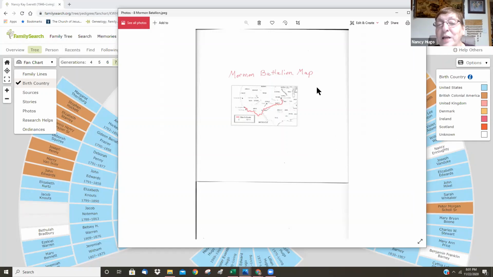We were blessed to go to the temple this week, and I have one card left in my collection of family names, just one card left. And we were able to get the others done on Friday, and it was really a blessing to be able to go to the temple.